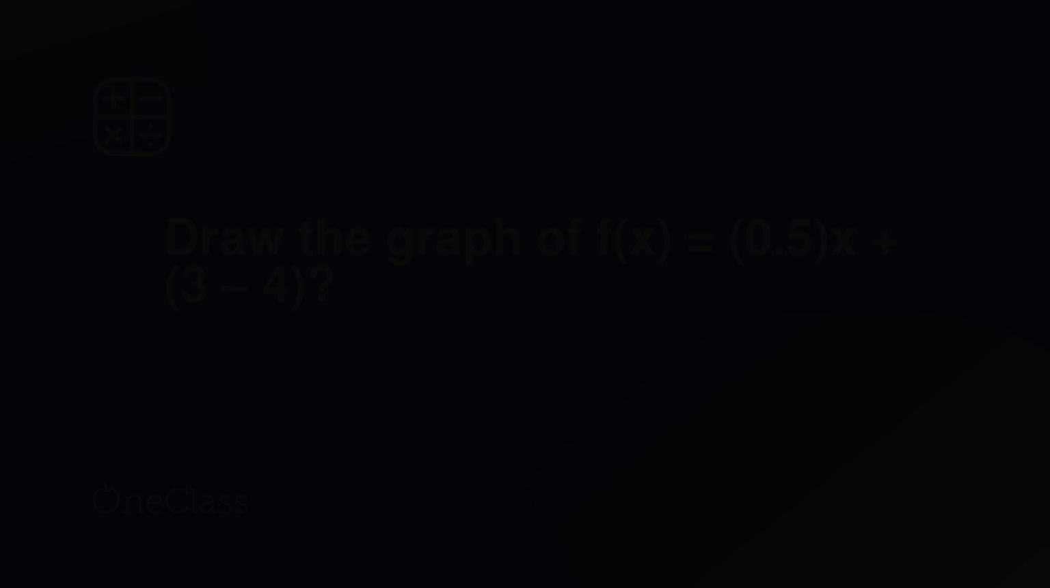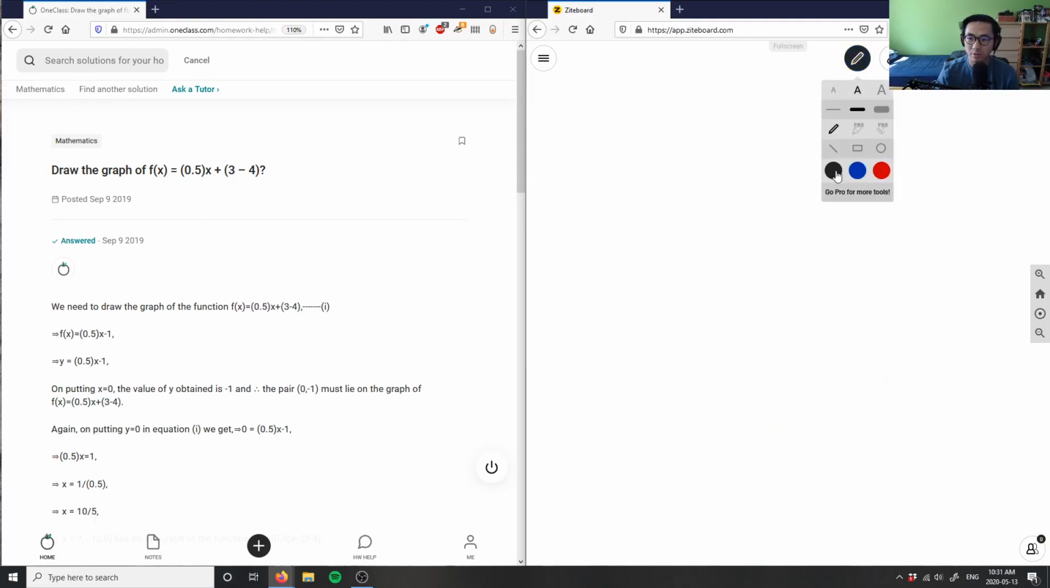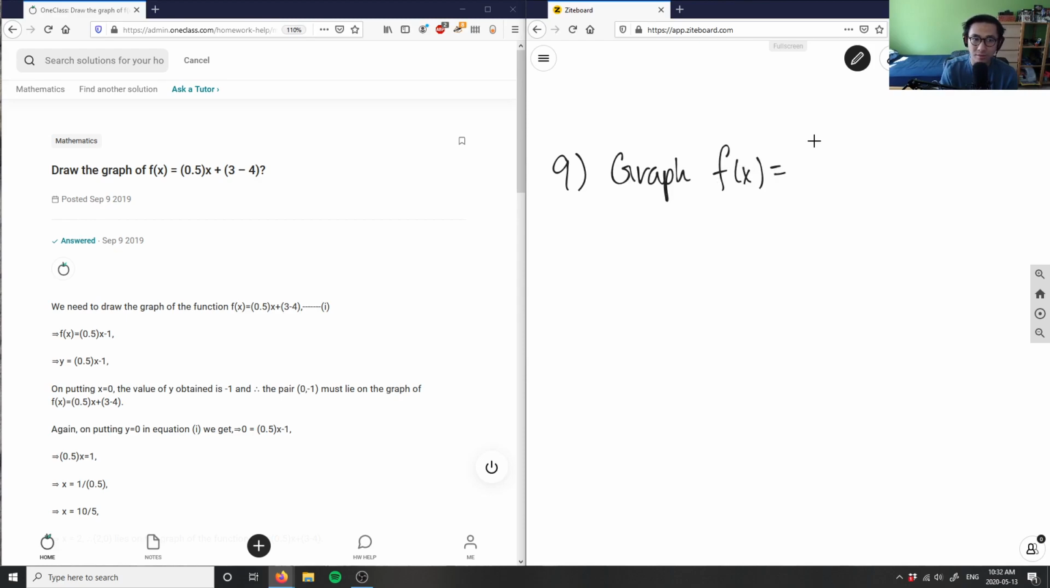Number 9. Three more questions for the day, so just above our halfway point here. Question 9 is asking us to draw the graph of f of x equals 0.5 times (x plus 3) minus 4. So I'm going to graph f of x equals 0.5 times (x plus 3) minus 4.